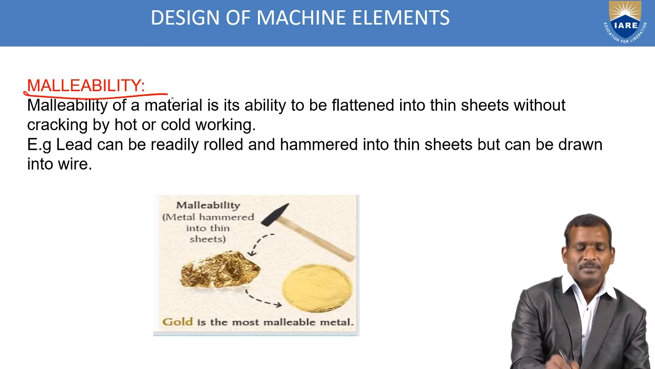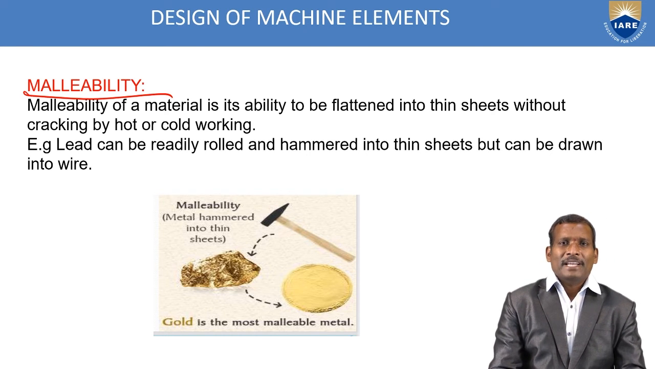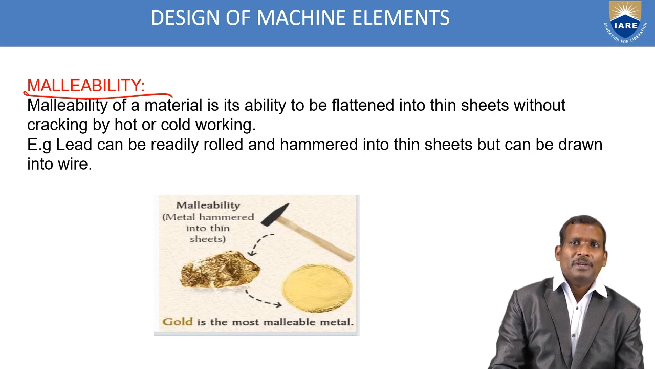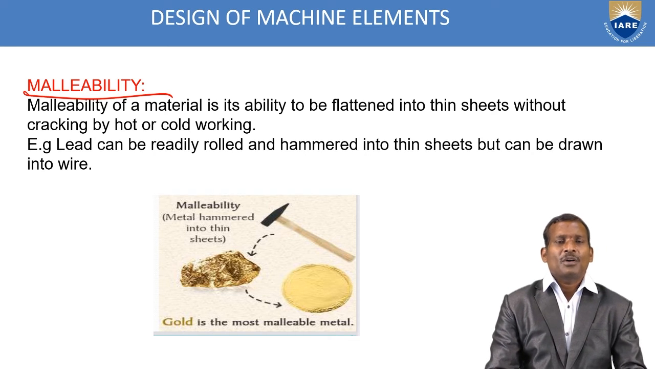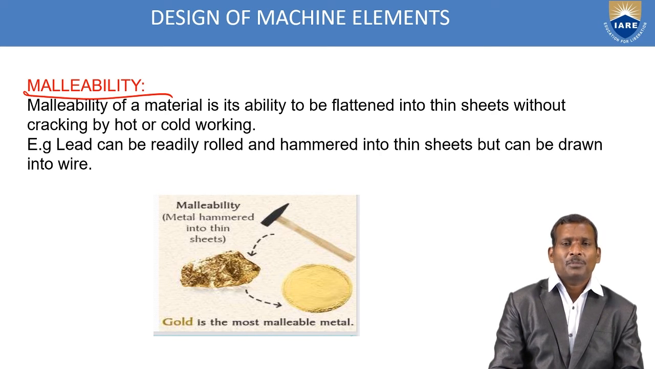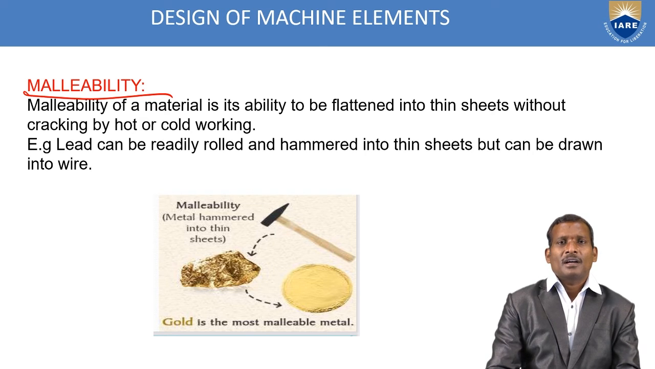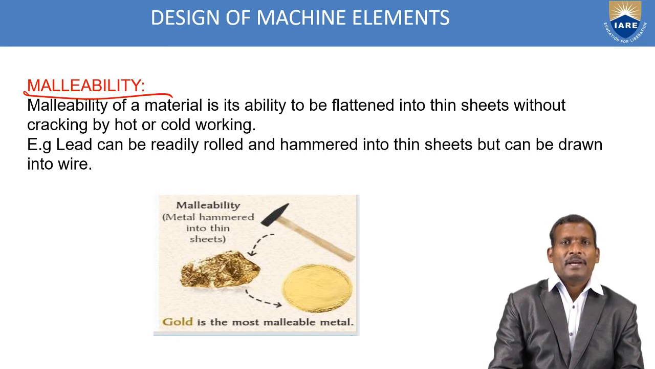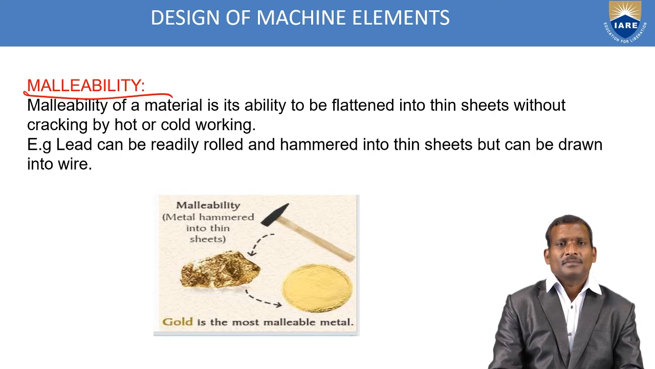Next, malleability. Malleability is a material's ability to be flattened into thin sheets without cracking by hot or cold working. This is also a ductile property, but you can't draw it into thin wires. Example, lead can be readily rolled and hammered into thin sheets, but it cannot be drawn into wire.